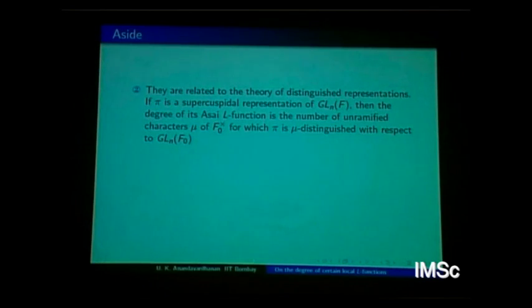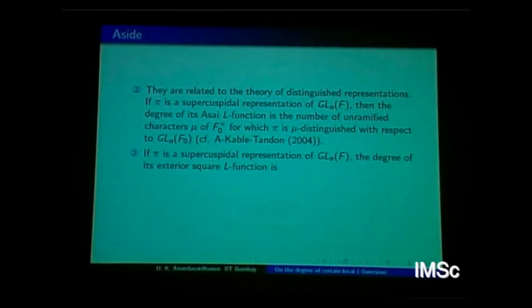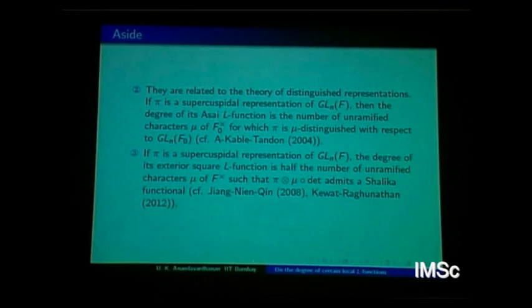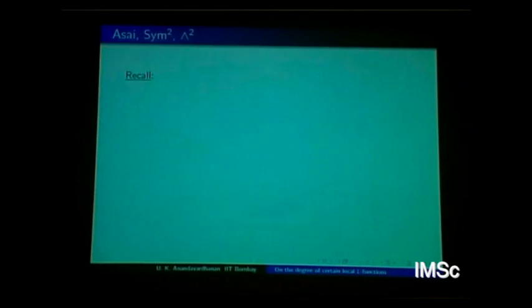All I'm trying to say is this degree naturally comes up in various places. This is some work with Anthony Kable and Rajat Tandon. If π is a supercuspidal representation, let's do something similar in spirit. For the exterior square L function, again it counts something, what is called a Shalika functional. This will be half the number of unramified characters μ of F star such that if you tensor with μ, π admits the so-called Shalika functional, and this will follow from either the work of Jiang, Nien, and Qin, or Pramod Kewat and Ravi Raghunathan. Okay, so that was an aside.